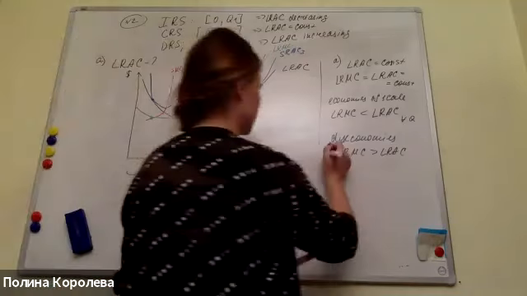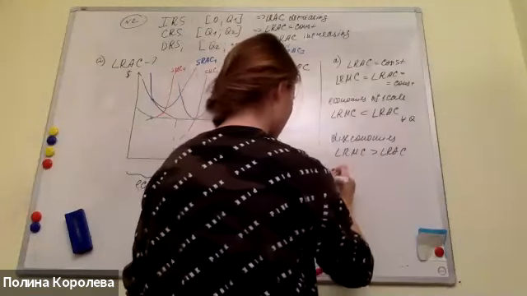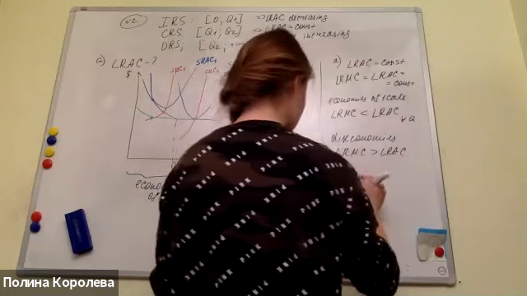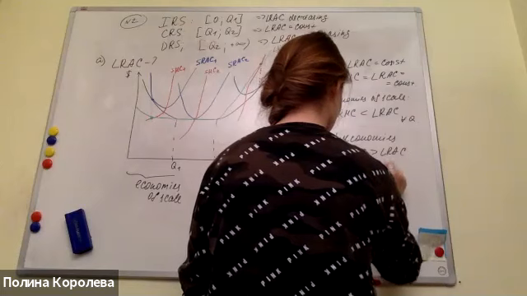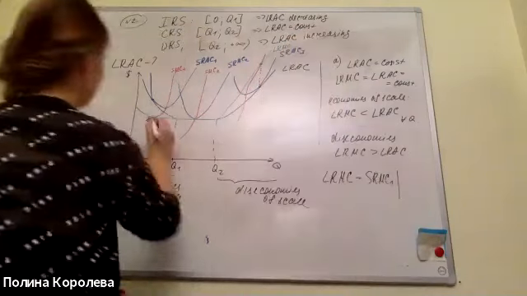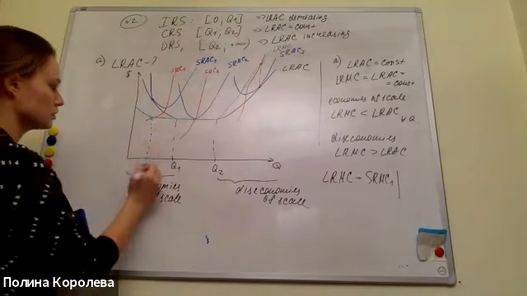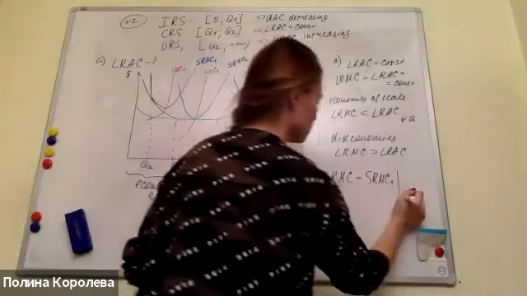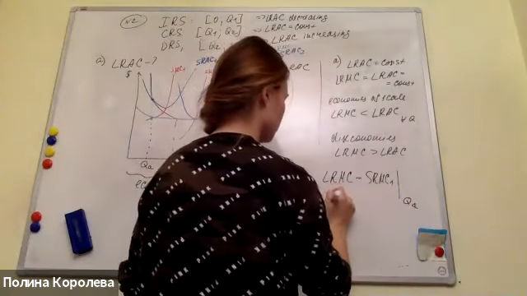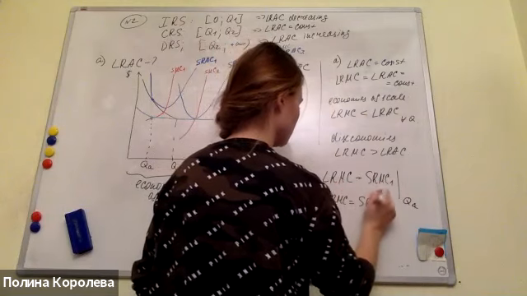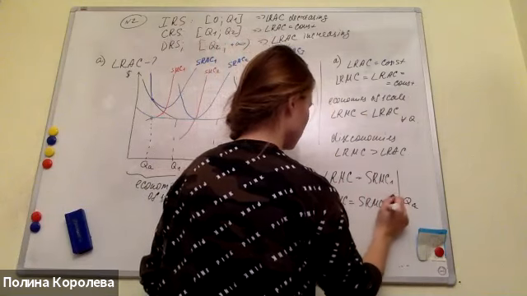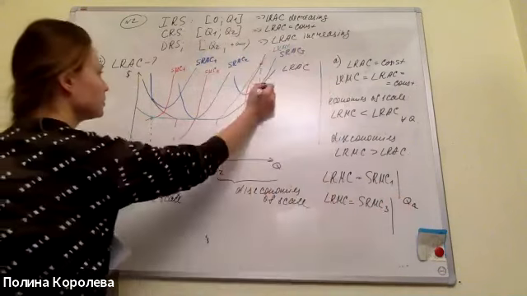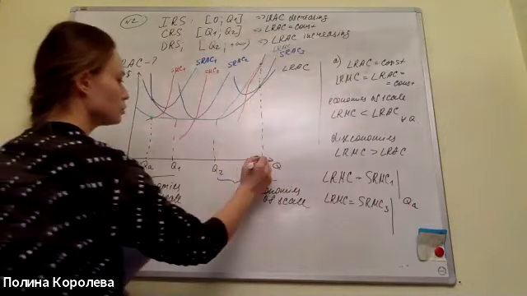And also, let's write down that long-run marginal costs equal short-run marginal cost 1 at, for example, this point. Let's say it is QA, for example, at QA. Also, long-run marginal cost equals short-run marginal cost 3, yes, here, at QB.